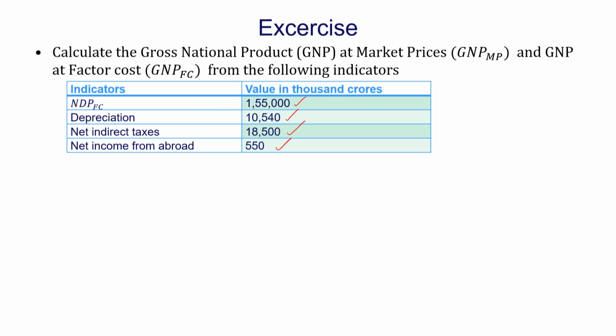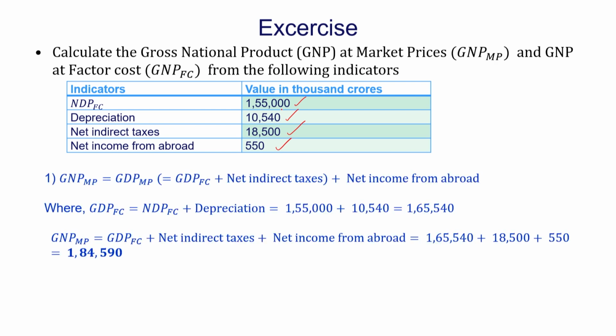From this, how to calculate GNP at market prices? Let us make the concept very clear. You need to go through systematically what each and every concept means. Then, based on this table, you need to see which data are relevant to your calculation. GNP at market price means GDP at market price plus net income from abroad. GDP at market price, you already know, is GDP at factor cost plus net indirect tax.